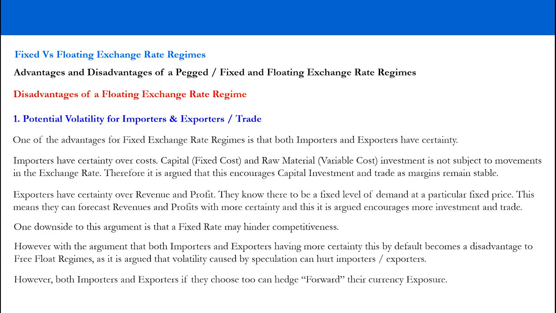in a free floating regime, both importers and exporters can actually go into the financial markets and hedge forward their currency exposure. We're going to look at this in a bit more detail later. So there's obviously arguments for and against, and you can be in either camp or both camps. You just need to understand the arguments, because from a trader's perspective, when we see these things occurring in the market, we just need to understand how these mechanisms work.